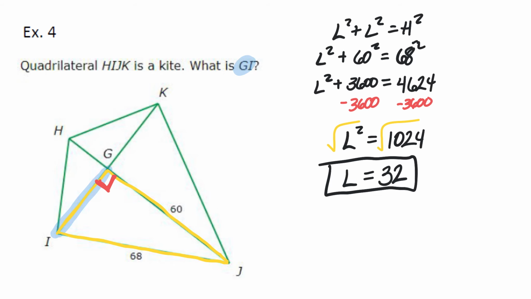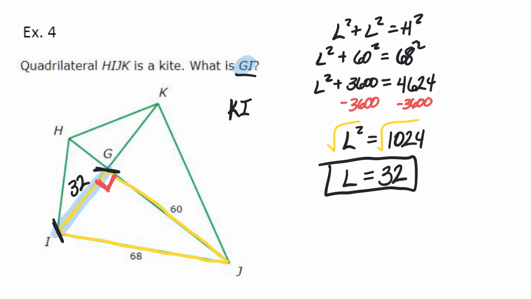Square root of 1,024 is 32. So what we learn is this side is 32. Let's make sure we answer the question that was asked. GI is 32. That is correct. But look, think about the other things they could ask us. They could ask us what KI is.